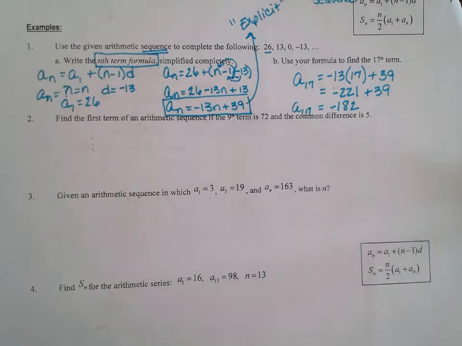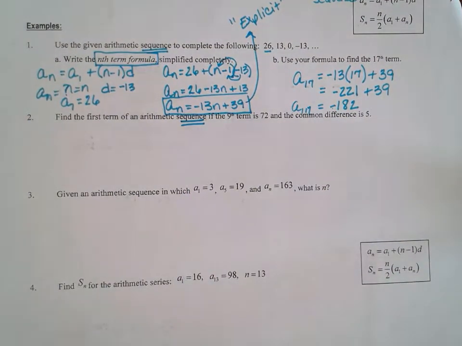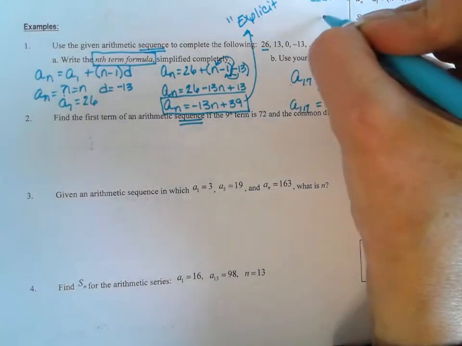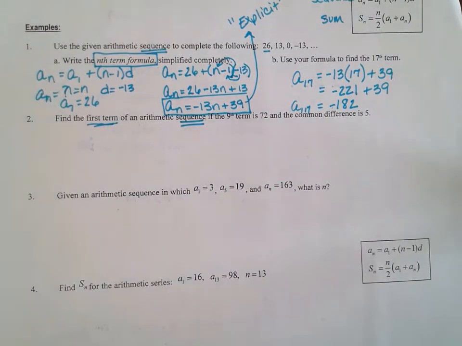Okay. Now this next one says find the first term in a sequence. So that means I'm using which equation? What do you guys think? Why? The first one's for sequences. The second one's for sums. If it says sequence, and you are finding a term, you're going to use the first one. Okay?